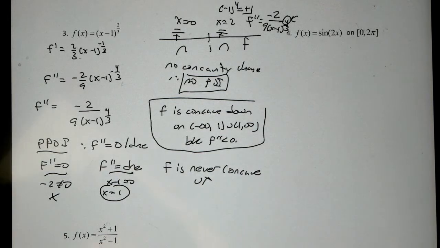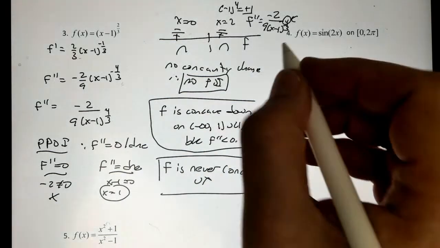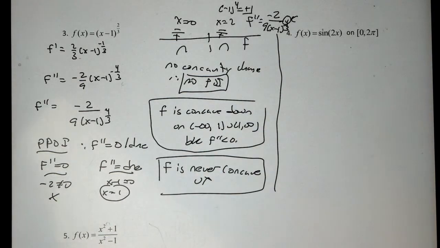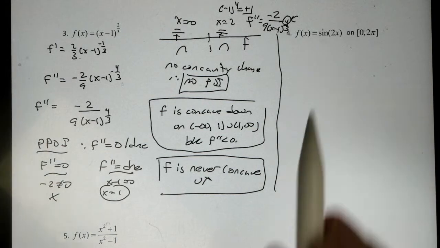And that's because the second derivative is never positive on this one. This is just a lonely, sad function that's always concave down. All right, so let's take a look over here real quick.